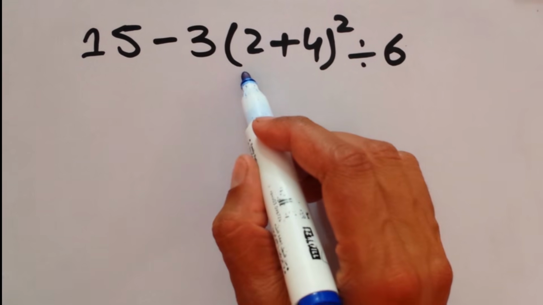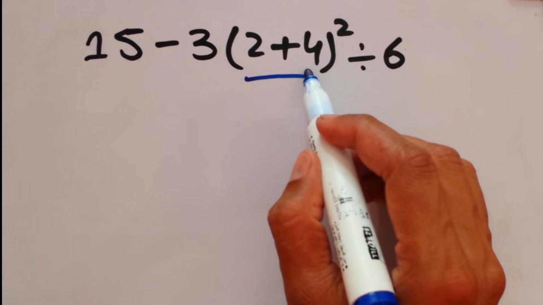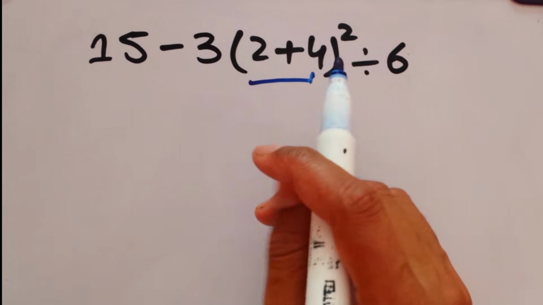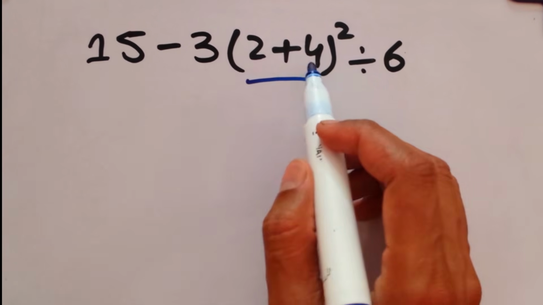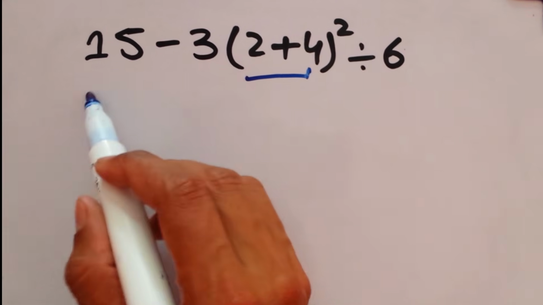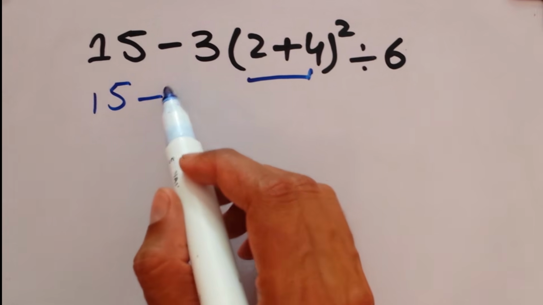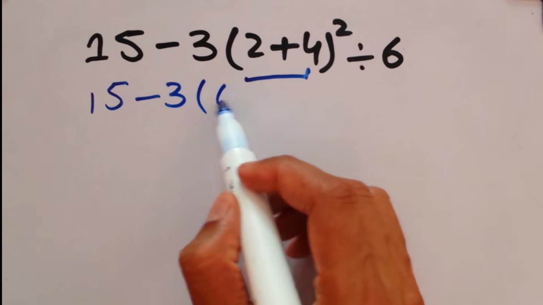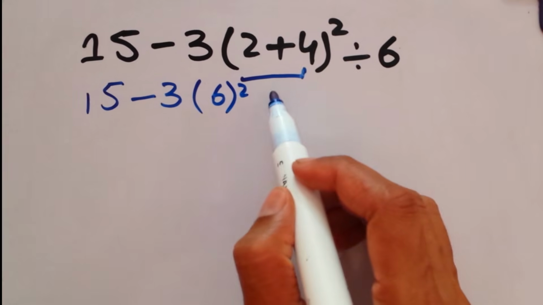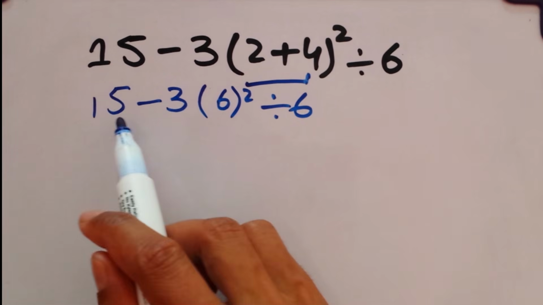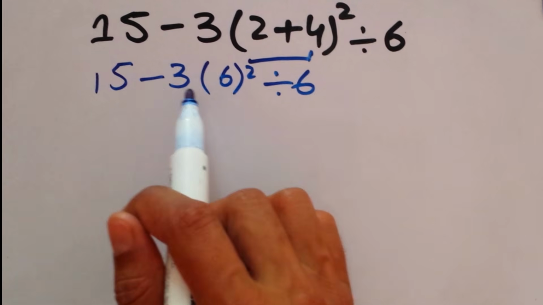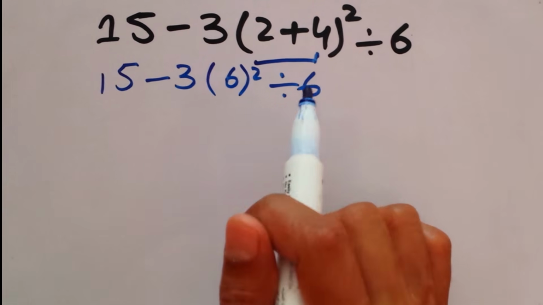The parentheses walk into the group chat. Before anyone says anything, we are handling our business. So 2 plus 4 equals 6. So 15 minus 3 and 6 squared divided by 6. Now we have 15 minus 3, 6 squared divided by 6.